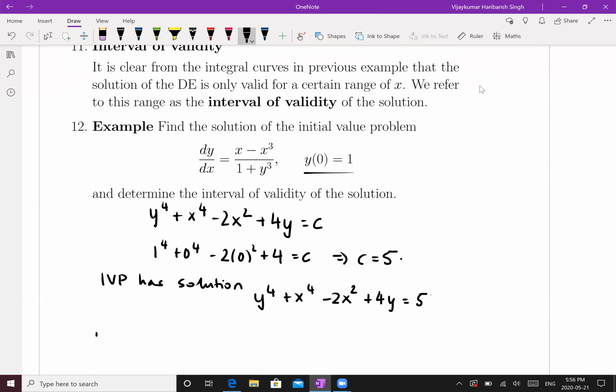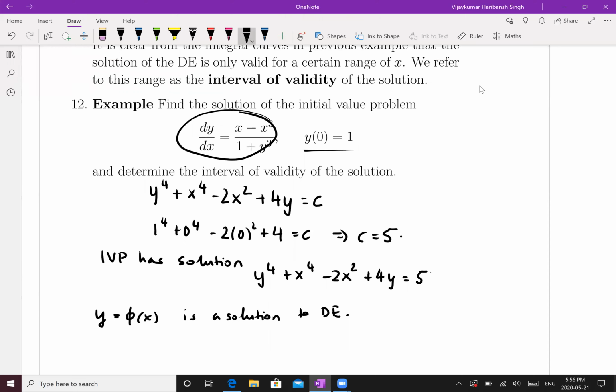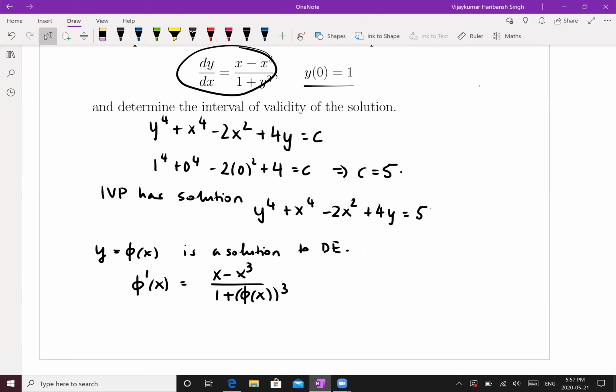Now, if y equals phi of x is a solution to this differential equation, let me rewrite the differential equation from here. I get phi prime of x equals x minus x cubed over 1 plus phi of x, the whole cubed. Look at this solution: phi of x is not differentiable when the denominator becomes 0, so 1 plus phi of x cubed equals 0. This means phi of x equals minus 1.